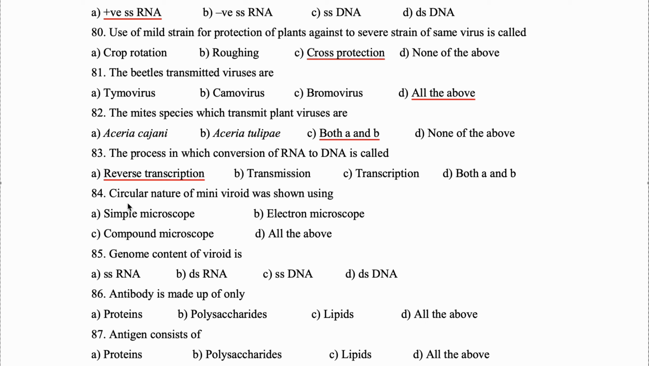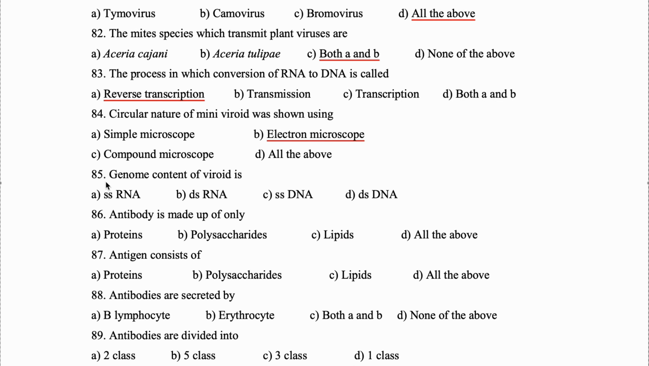Okay. Question 84. Circular nature of viroid was shown using. Normally, even viroids we are not able to see with a normal microscope. Even to observe a viroid, we need an electron microscope. And in the question they have asked about viroid, so obviously it will be electron microscope. Question 85. Genome content of viroid. It is single-stranded RNA.